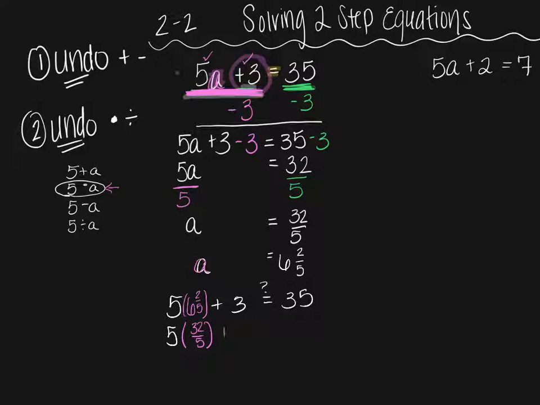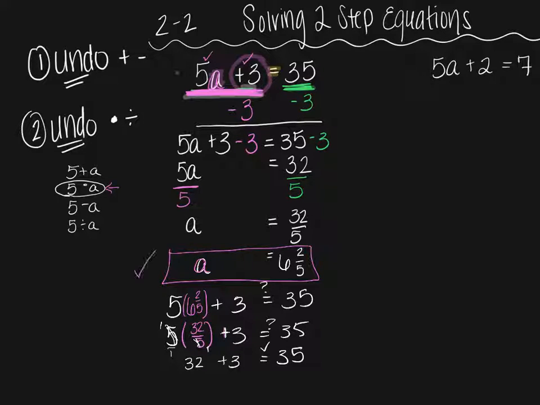And notice, plus 3, question mark equals 35. My 5's cross out because this is the same as 5 over 1. 5 divided by 5 is 1. So I get 1 times 32 is 32, plus 3, which does indeed equal 35. So this just tells me that I did my math right, and this is my A.